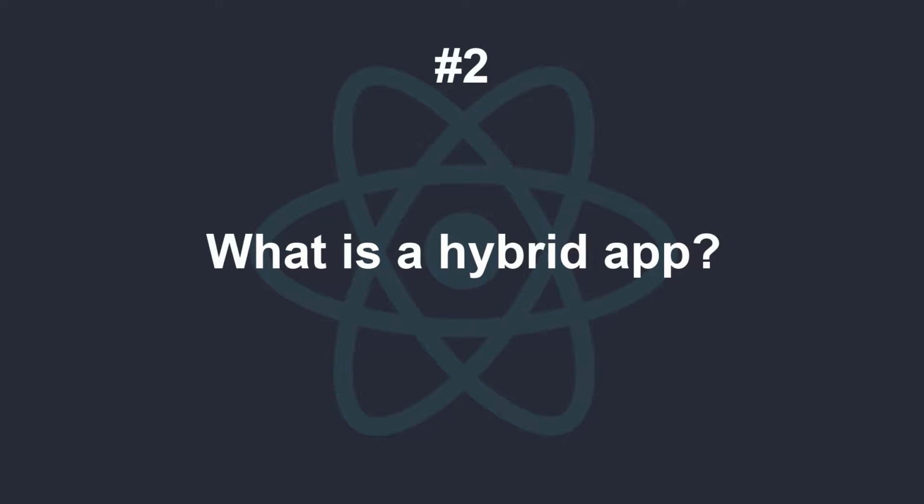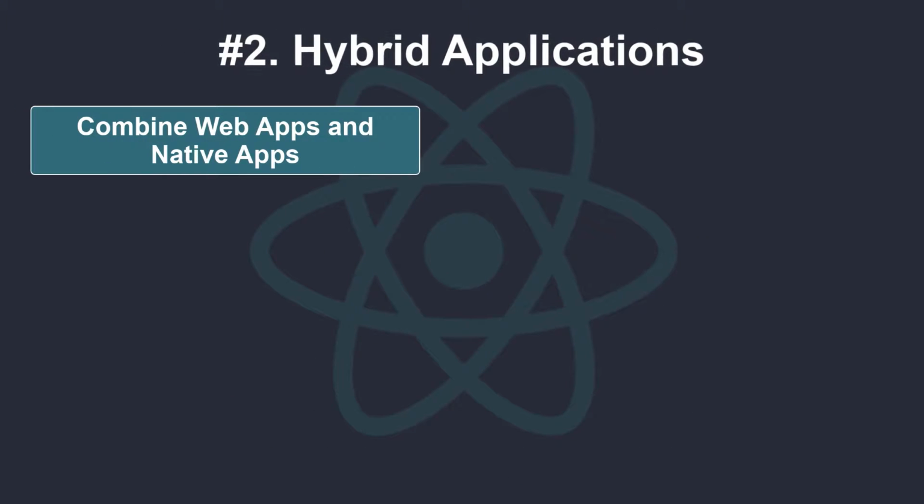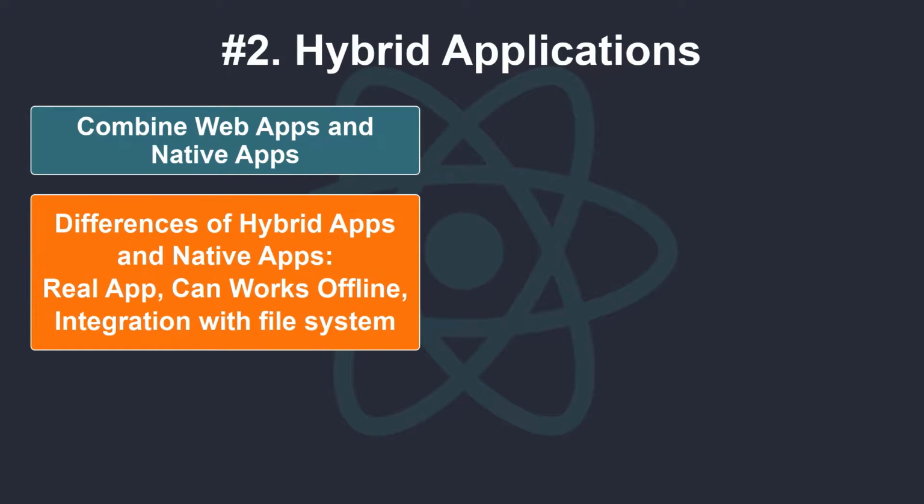What is a hybrid app? Hybrid apps combine both web applications created for web browsers and native applications that are designed for a particular platform and have to be installed on a device. What differs hybrid apps from web apps? It runs as a real app, not as a web page. It can work offline. Integration with the file system of a device.